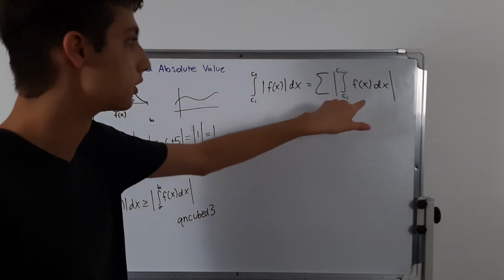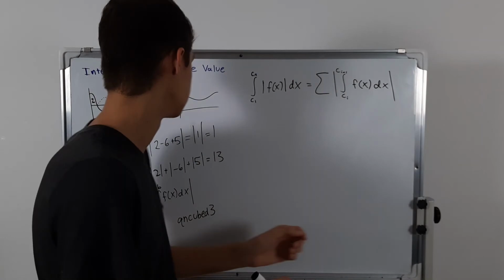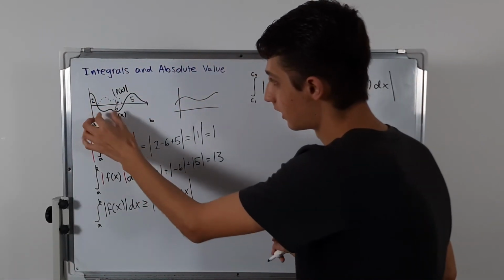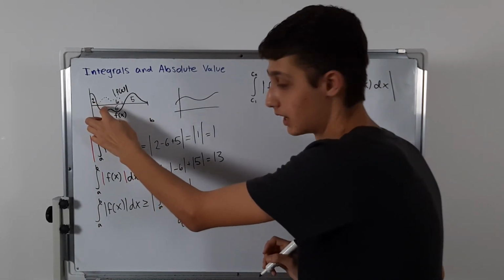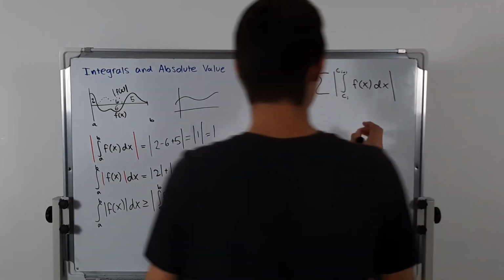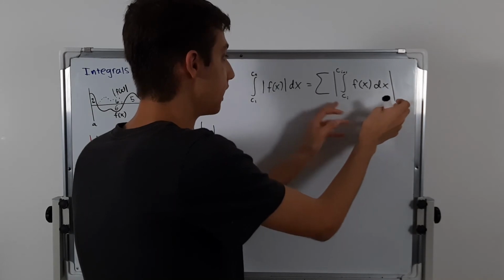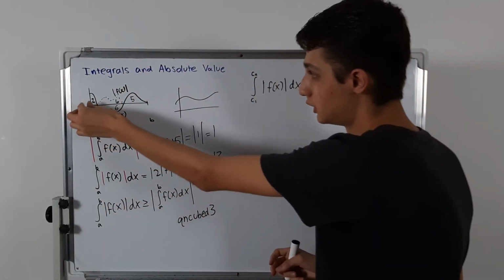Now, notice how there's no more absolute value in here. And that's because, again, we're taking the area. So here, this area, like this -6, comes from this function down here. But then we're taking the absolute value of it. So we're taking the area from the function, and then we're taking the absolute value of it. And then we're summing all of them from here. So we're summing each portion.